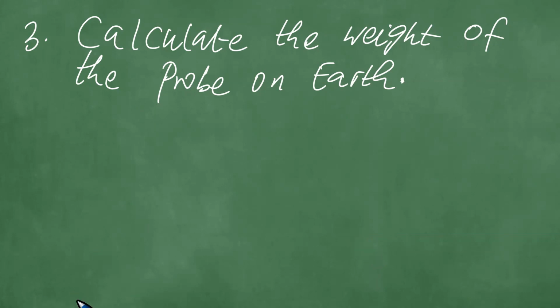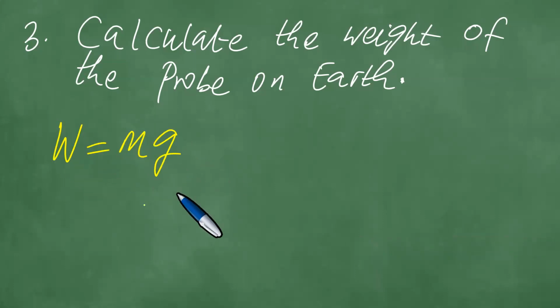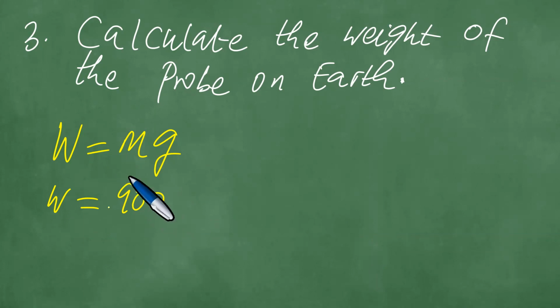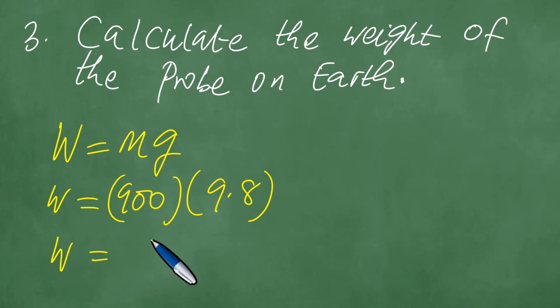Okay, now to find the weight of the probe on Earth, the weight is mass times gravitational acceleration, W is equal to mg. The mass, we already have seen according to the previous question, calculate the mass of the probe. So the mass of the probe is 900 kilograms. So we're going to use that times 9.8. Eight thousand 820 newtons.